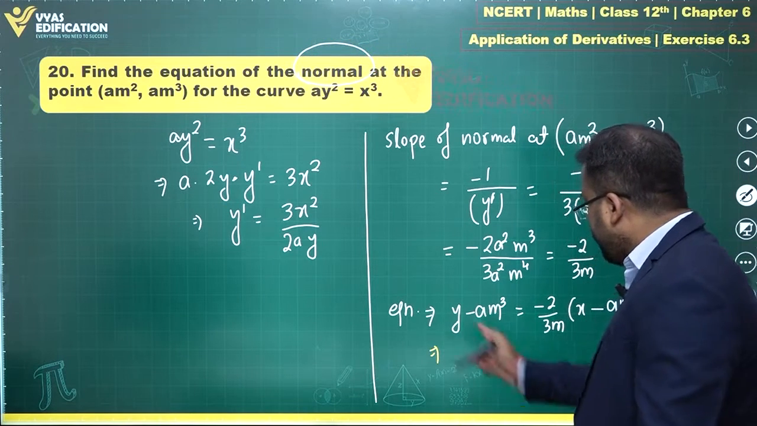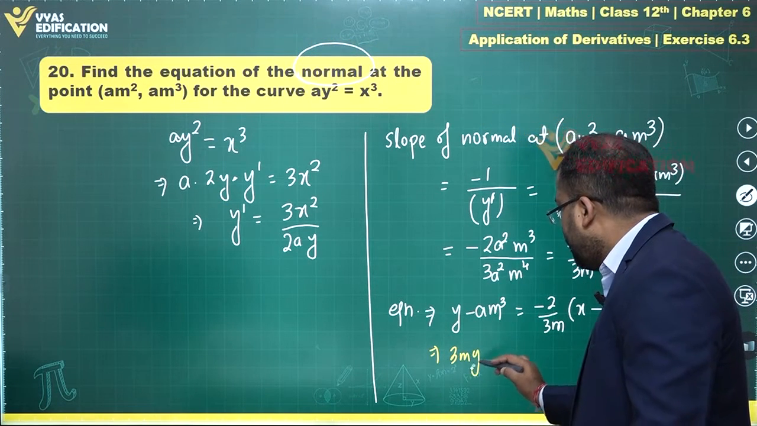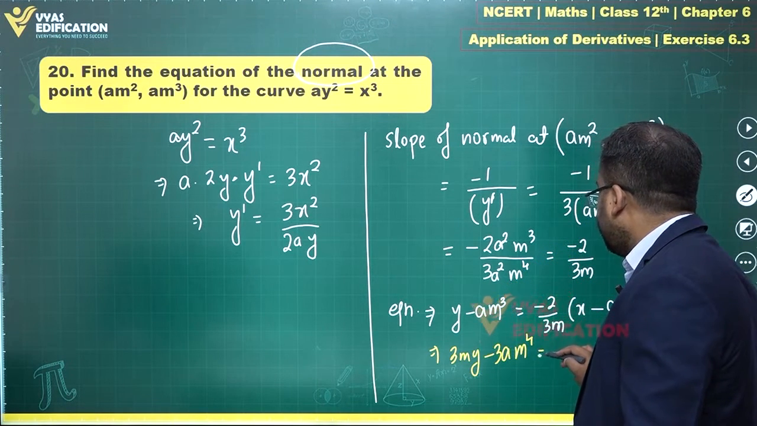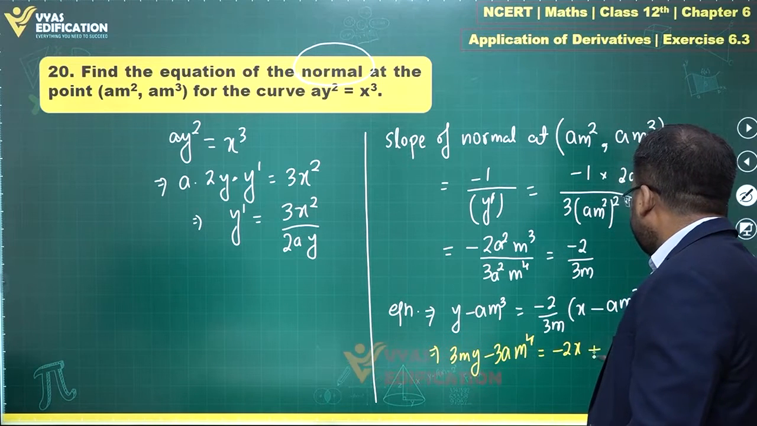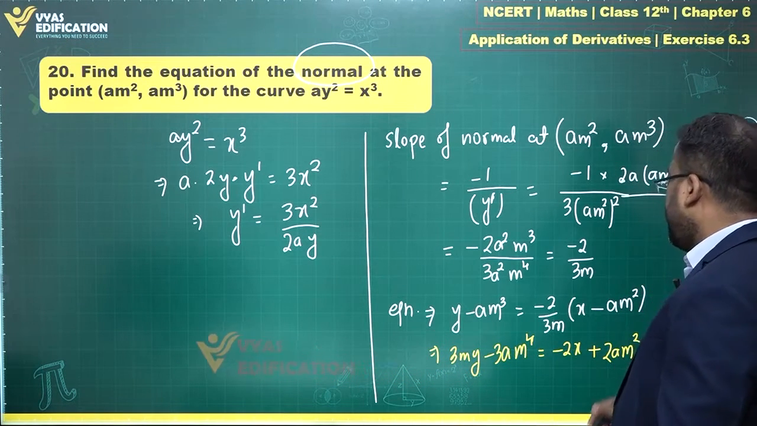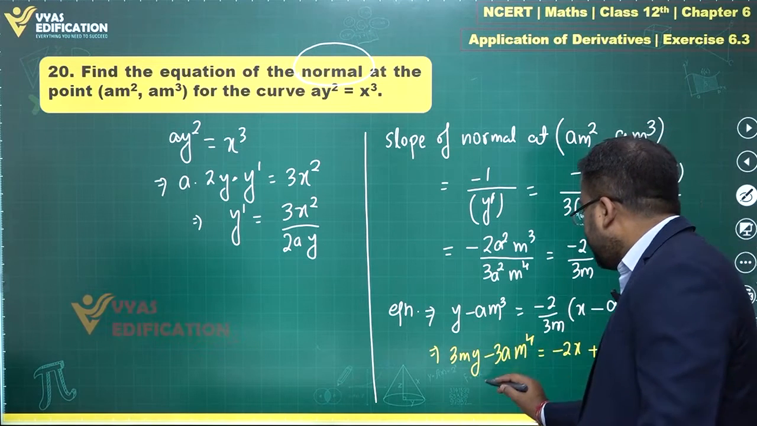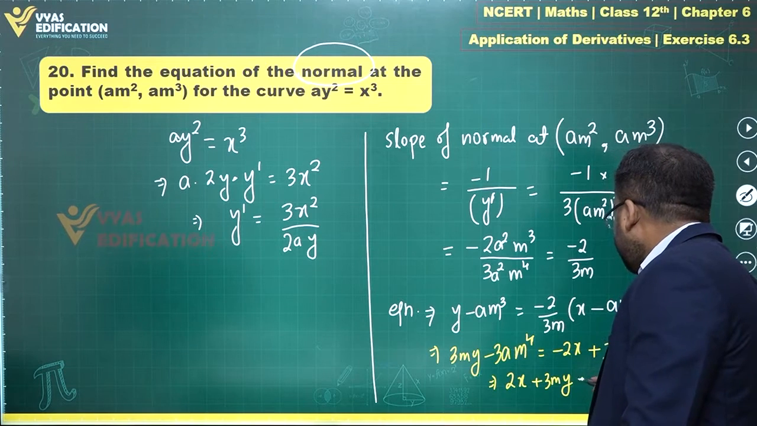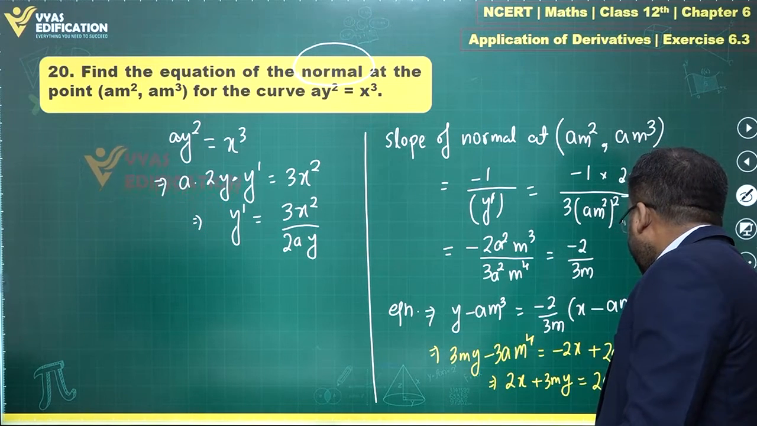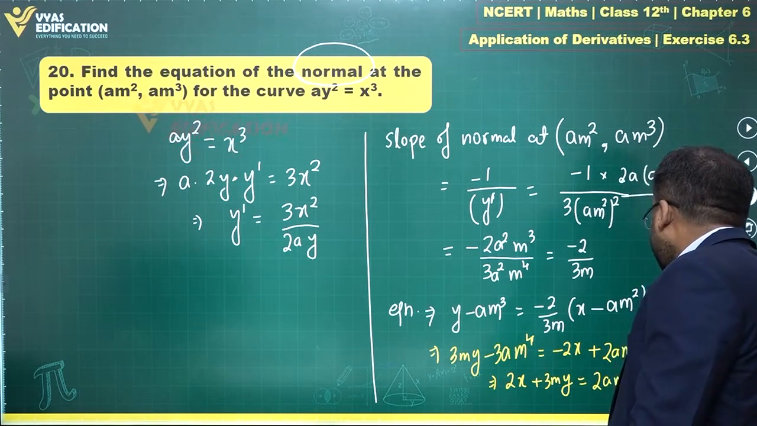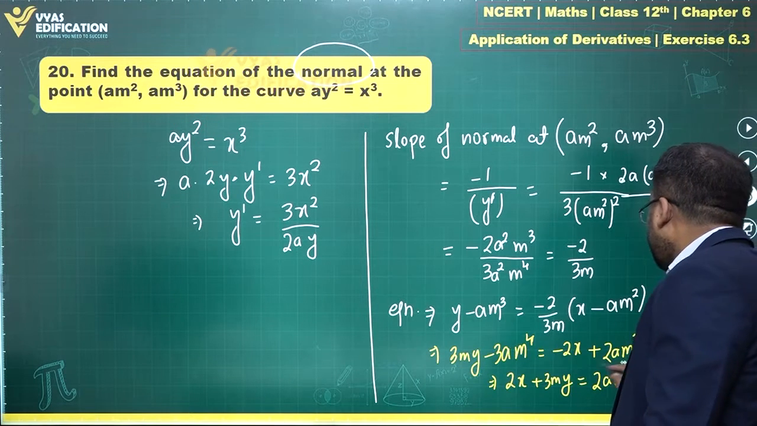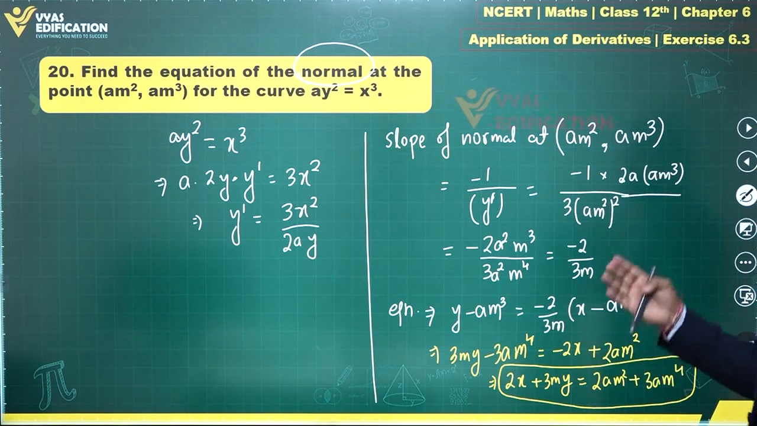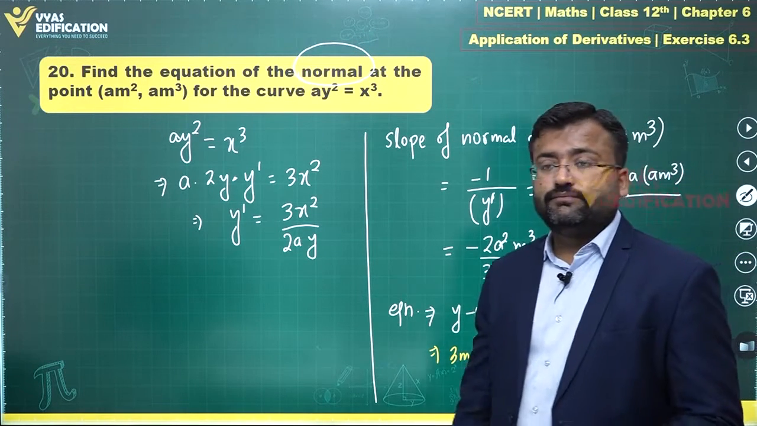This tells me, let's multiply by 3m, 3my minus a into 3 m power 4 is equal to minus 2x plus 2a m square. Okay, and on rearranging further, this is 2x plus 3my is equal to 2a m square plus 3a m power 4. This is what I will be getting finally, and that's the required answer for this question over here.